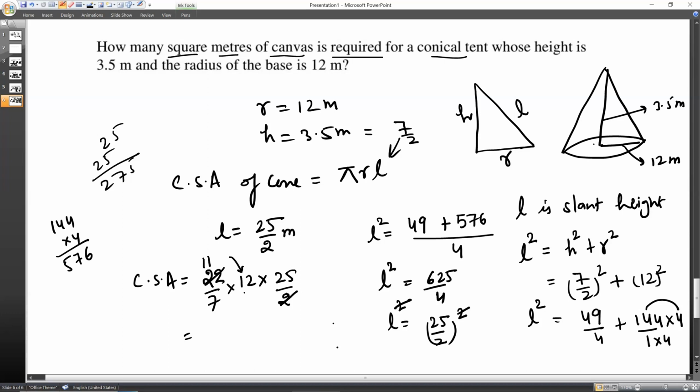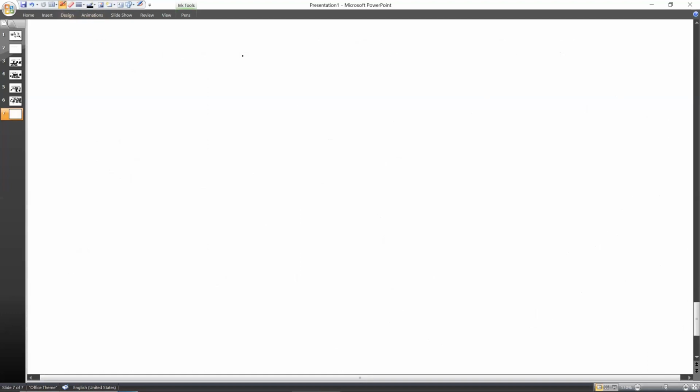This is 11. And when you multiply 11 into 12 into 25, this is pi, this is r, this is l. So you have to multiply, and whatever the answer comes, it will be upon 7. So multiply 12 into 25. How can you multiply 12 into 25? It is also equal to 6 into 50. You give 2 of 12 to the 25, it will become 50, and this will become 6.